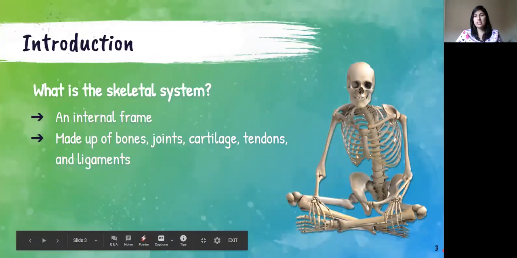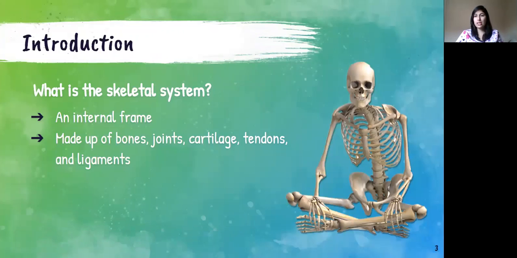So let's get some of these first questions out of the way with a quick little introduction. What is the skeletal system? The skeletal system is basically a frame on the inside of your body. Some people refer to it as an internal frame. Just like the frame of your house or the frame of your car, the frame keeps everything together and holds everything inside while doing lots of other things. The skeletal system, or your bones, do the exact same thing.